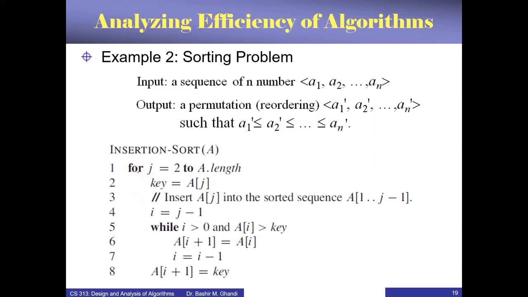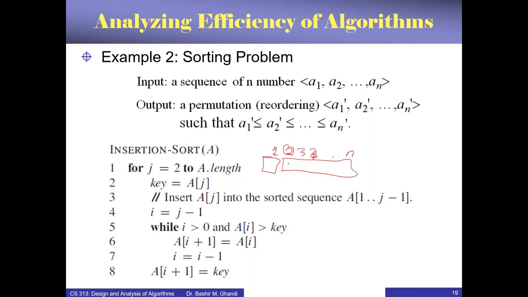You see, it starts a loop for j from 2 to a dot length. Why from 2? Because we are going to assume, as I just said, initially the sorted list will have the element at 1. The first element, since it is the only one in the left hand side, will be sorted automatically. So we only need to worry about the rest of the elements, number 2, number 3, number 4, and so on, until the length n. So that's why the loop is starting from 2.